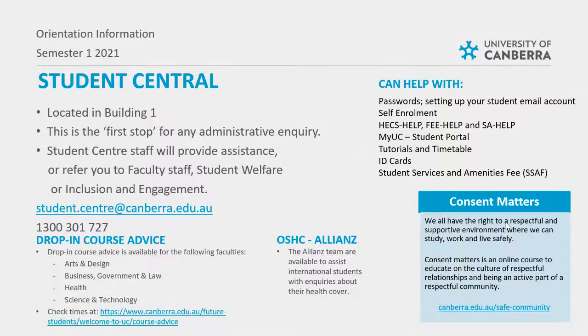The one-stop shop for help within the university is Student Central, located in Building 1, which is out of this building and to the left. And that's the first stop for any administrative inquiries you have. They can provide you with assistance or refer you on to the faculty, staff, student welfare, inclusion engagement, or wherever you need to go. So if in doubt, if you don't know who to ask about something, you can go to Student Centre and contact Student Centre. There is drop-in course advice at Student Centre. The times are linked on the School of ITS Canvas site, which I'll show you in a moment. So if you need course advice, a study plan and so on, there are those drop-in times. So you can go to Student Centre and get that sorted out as well.